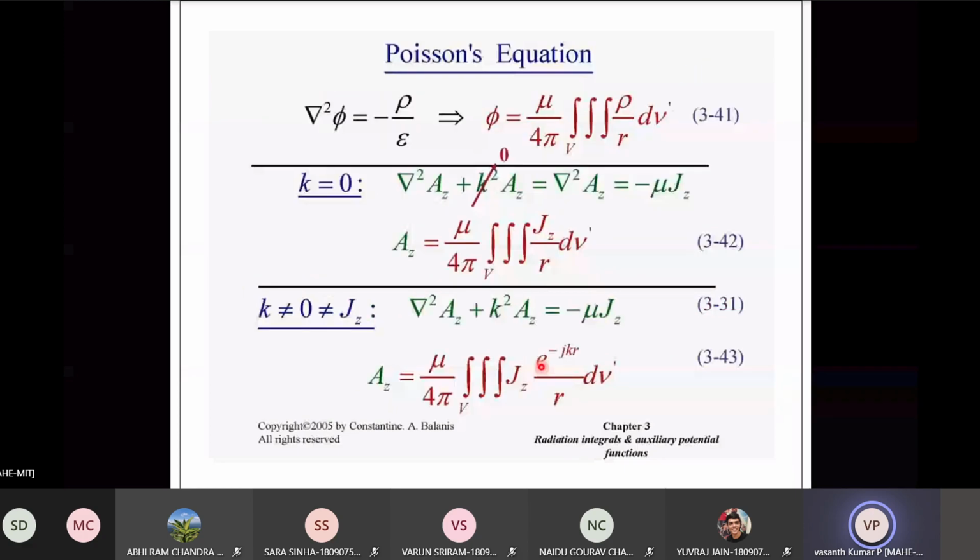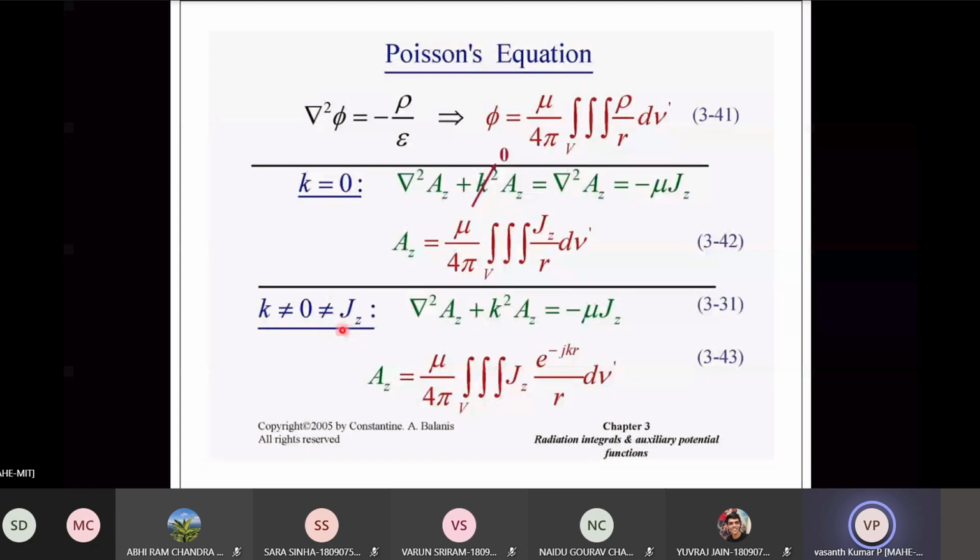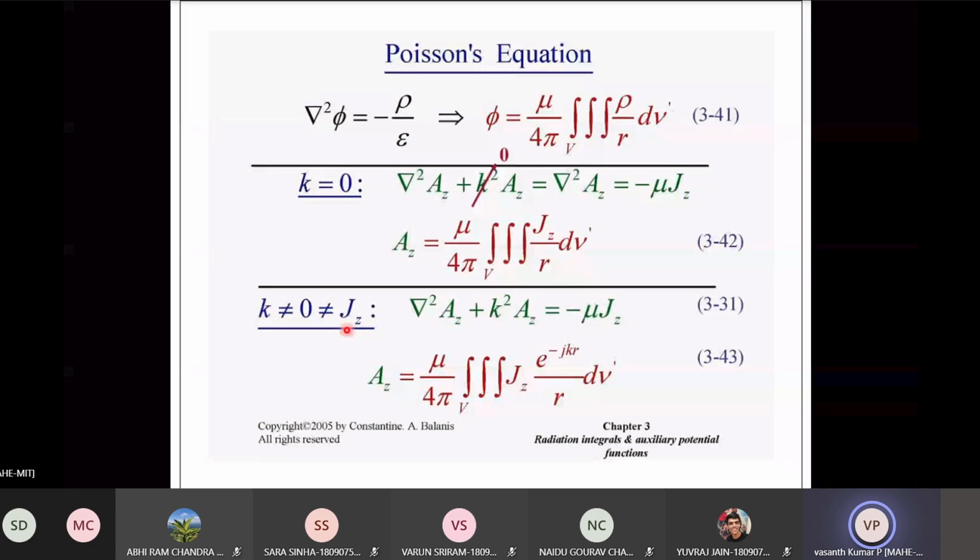So del square phi, Poisson's equation, rho by epsilon. The solution of this equation is del square A_Z equal to minus mu J_Z. If you expand del square A_Z, you know how to expand, I explained that to you. K not equal to 0, M equal to non-zero, you get this solution. K equal to 0 is this solution. K not equal to 0 and J_Z not equal to 0, you get this solution.